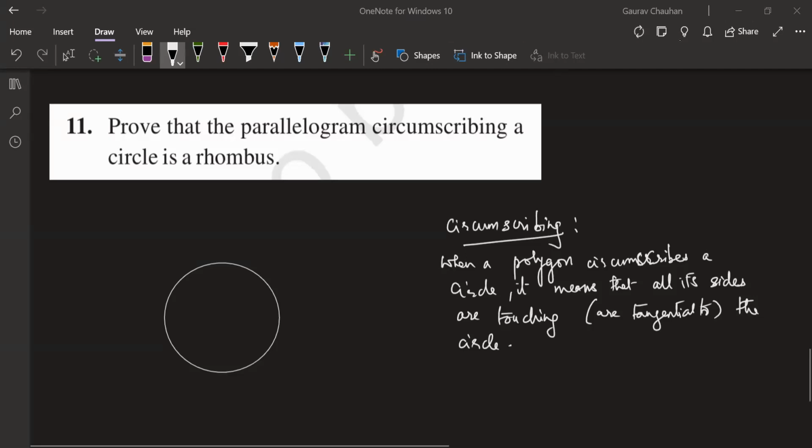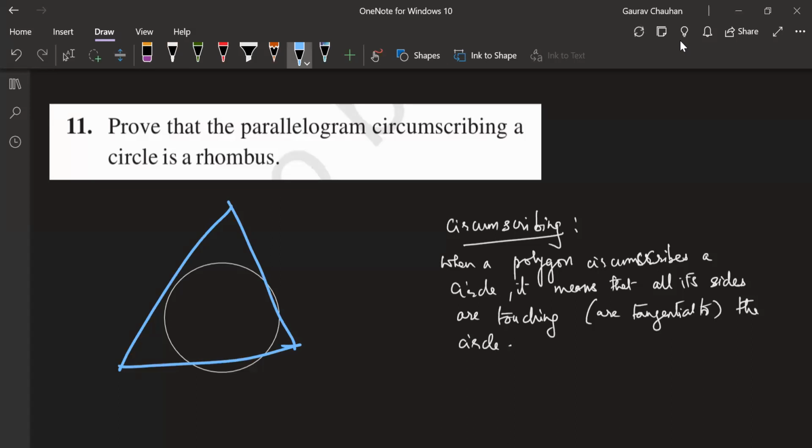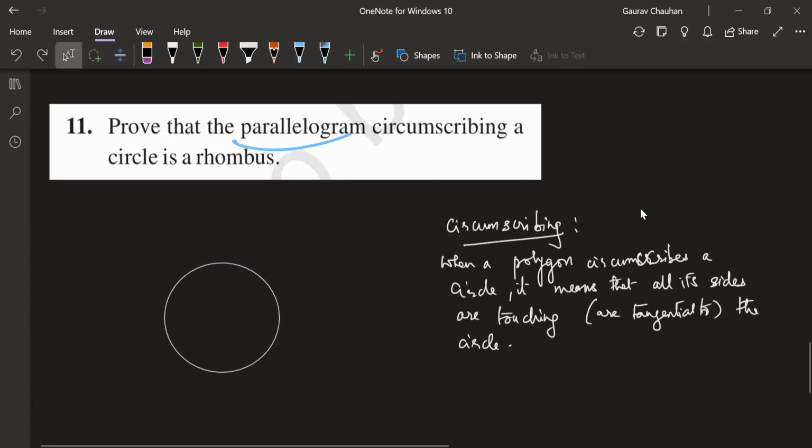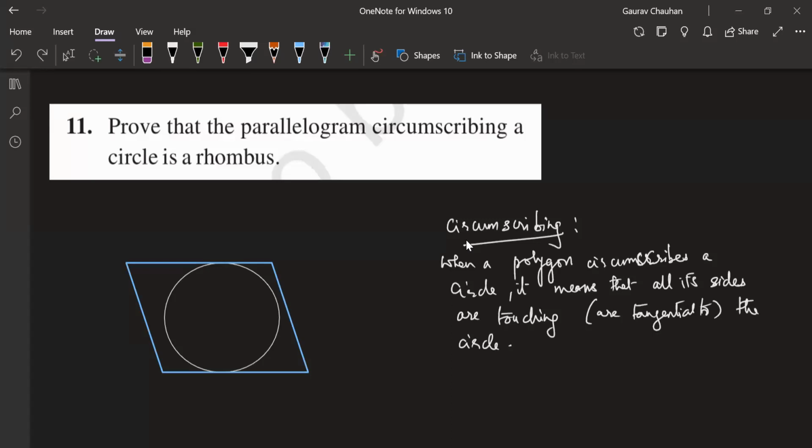Anything can circumscribe. A triangle can also circumscribe. A pentagon can also circumscribe a circle. So basically, all the sides should touch the circle. Now they're saying that it is a parallelogram which is circumscribing. They're not saying simply tangent. They're saying parallelogram. So let me draw a parallelogram only. Let's see how it comes.